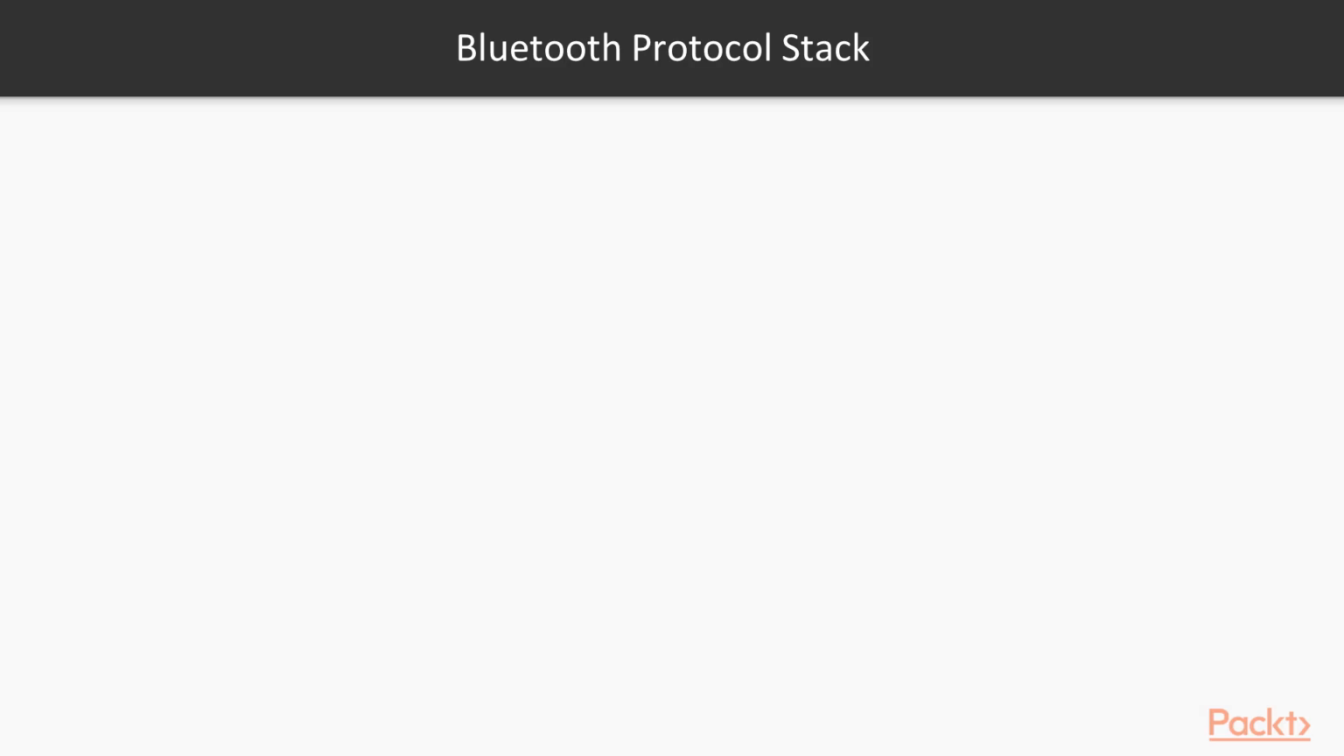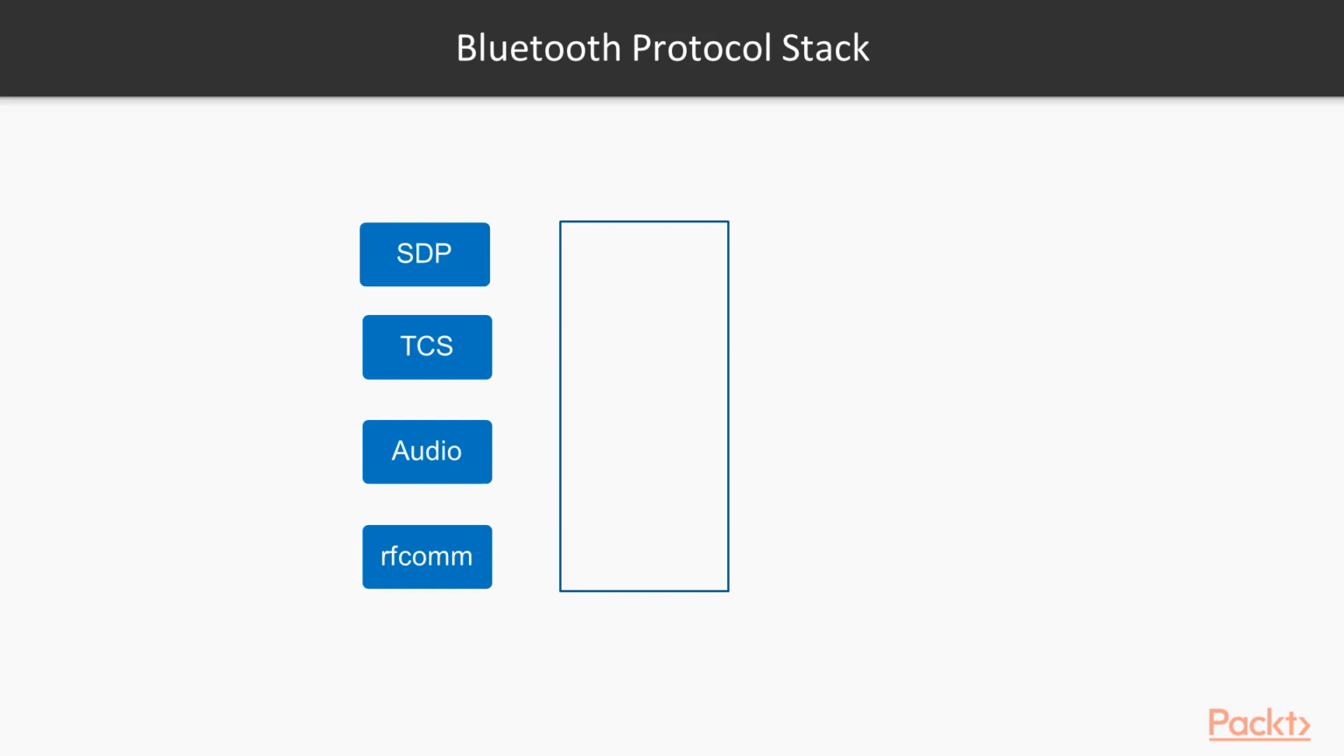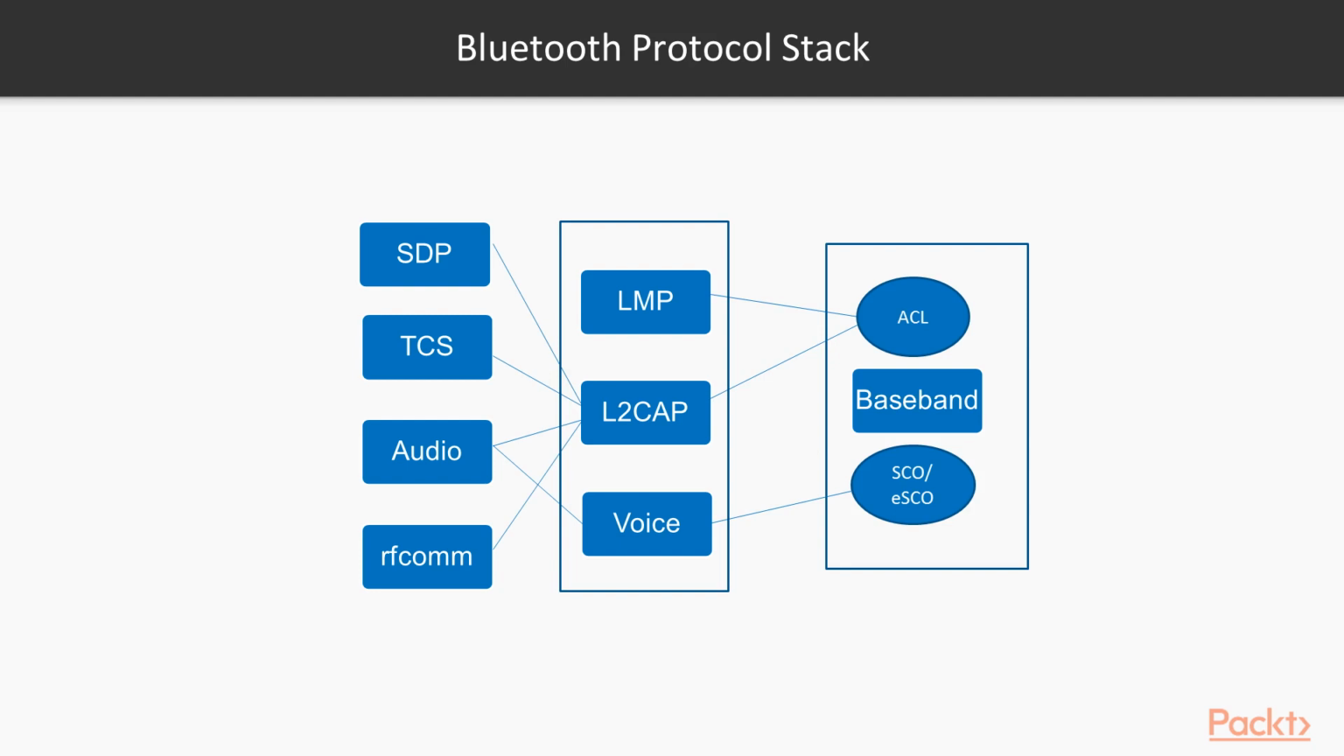Before we begin with the Bluetooth attack, let us try and understand the Bluetooth protocol stack. The stack consists of different layers: SDP, TCS, audio, and RFCOMM, and then LMP, L2CAP, and the voice, which connects to the baseband. What is SDP? SDP is the Service Discovery Protocol, responsible for detecting different types of services provided by other Bluetooth enabled devices. Typically, it keeps track of the presence of other Bluetooth enabled devices within the operating range using this protocol.